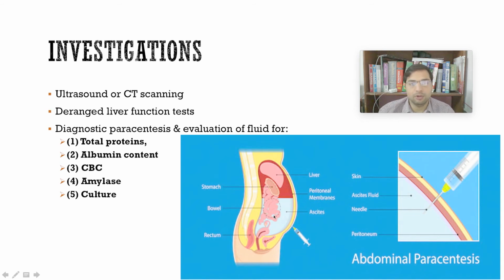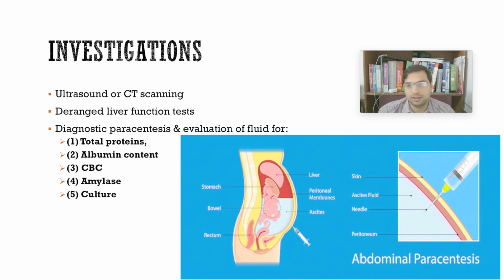We have a therapeutic paracentesis also, where we drain this fluid with the help of a drip. With the help of a needle and a drip, we drain this fluid from the abdominal cavity. So that is therapeutic paracentesis. But for diagnostic paracentesis, we take a little amount of fluid, 5 to 10 ml, and we evaluate that fluid for 5 things. Very important, you should remember these five things.